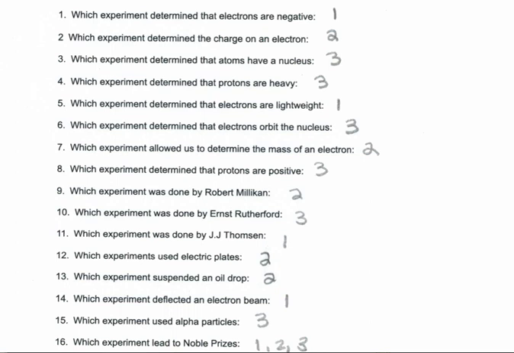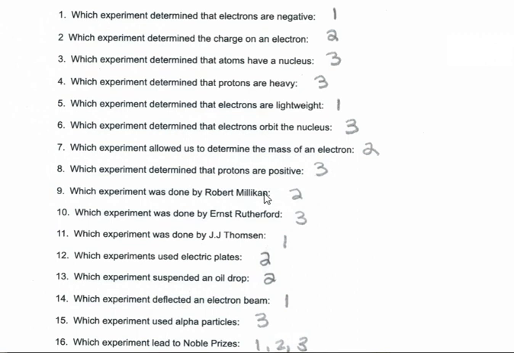So the electrons are negative, that's the J.J. Thomson experiment. The charge of an electron was the Robert Millikan experiment. The nucleus was the Rutherford experiment, and so were the protons. The experiment that determined electrons are light is the J.J. Thomson experiment. The one that electrons orbit a nucleus, that's the Rutherford experiment. The mass of electron was determined by, actually it is a combination of Robert Millikan, so number 2, along with J.J. Thomson, number 1, but we'll just put 2 for that one. Protons are positive, that is the Rutherford experiment.